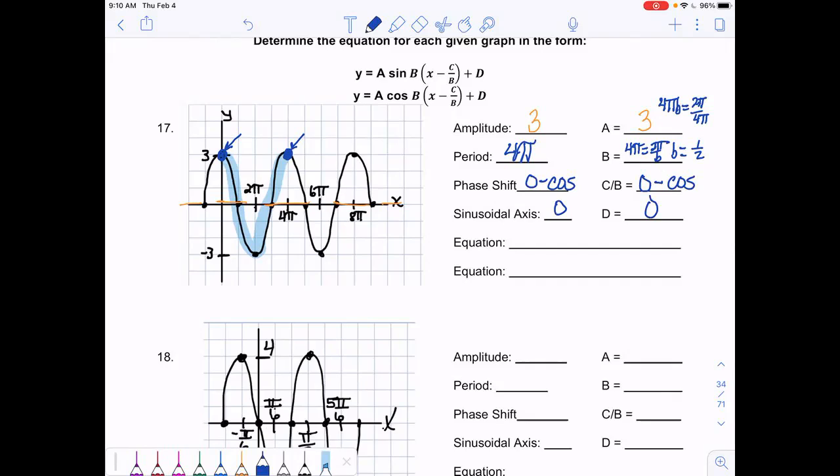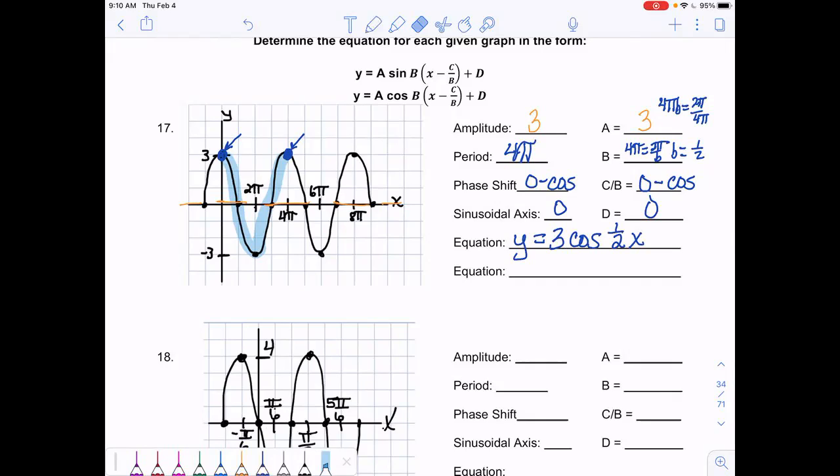So let's write the equation. We found cosine. So when we write our equation, we have 3 cosine. And then remember, you're keeping the B outside the parentheses, which is 1/2. But in this case, there's no phase shift, so we don't have a parentheses. So it's just going to be 1/2 times x. So that's the cosine graph.